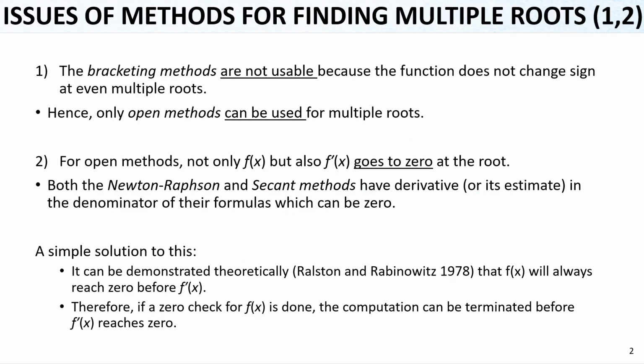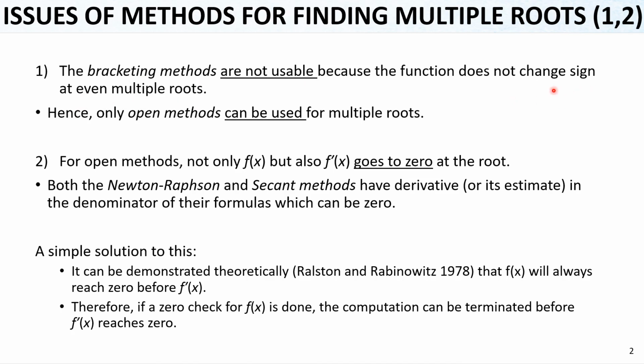The numerical methods have some issues for finding the multiple roots, and we will talk about them. In this slide, we will talk about the first two issues, and in the next slide, we will talk about the third issue. There are 3 issues. The first issue is that the bracketing methods are not usable because the function does not change sign at even multiple roots. So even if we have even multiple roots, the bracketing methods will not be usable because there is no sign change.